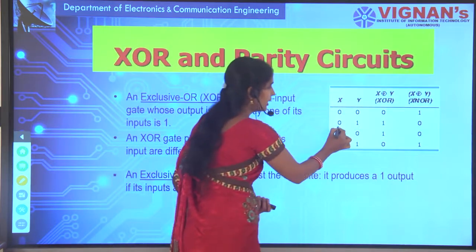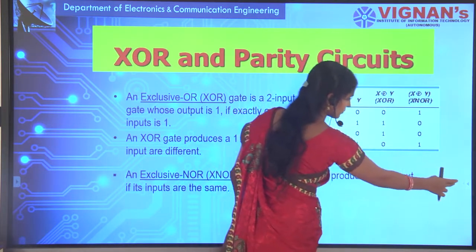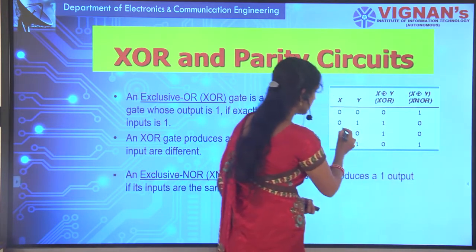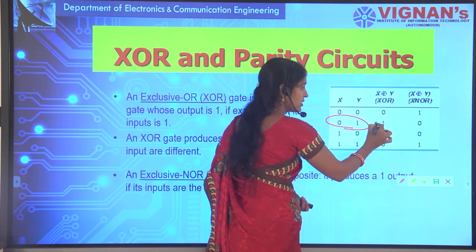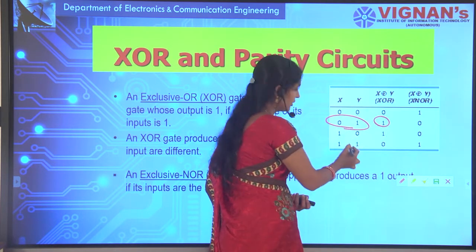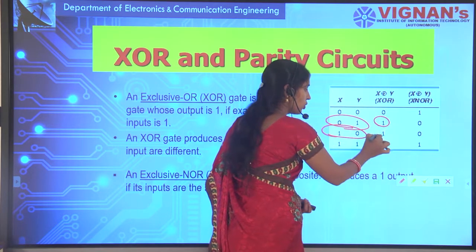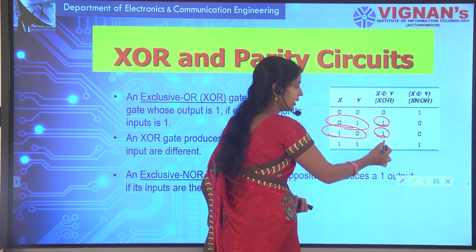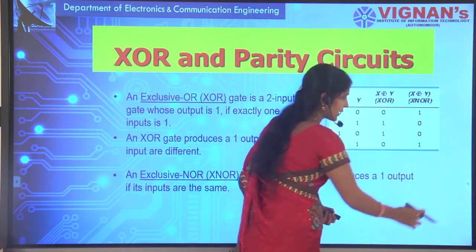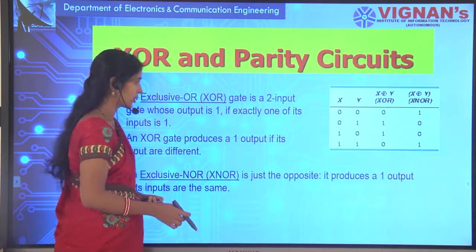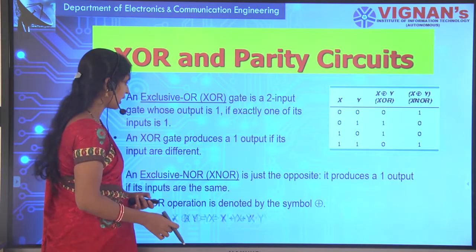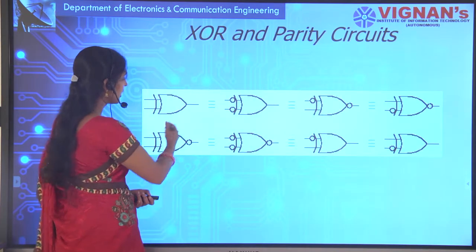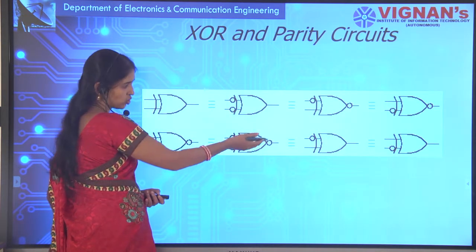If you see here, 0 and 1, odd number of ones, XOR output is 1. 1 and 0, output is 1. That means for an odd number of ones, it is providing 1. So it is also an example of parity circuits. Now we are using that only. These all represent XOR gates only.